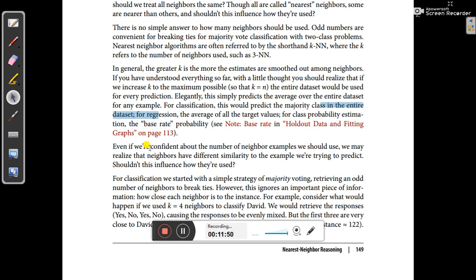Even if we are confident about the number of neighbors we should use, we may realize that neighbors have different similarity to the example we are trying to predict. Should not this influence how they are used? That is also a question. For classification, we started with a simple strategy, majority voting, retrieving an odd number of neighbors to break ties. However, this ignores an important piece of information: how close each neighbor is to the instance.